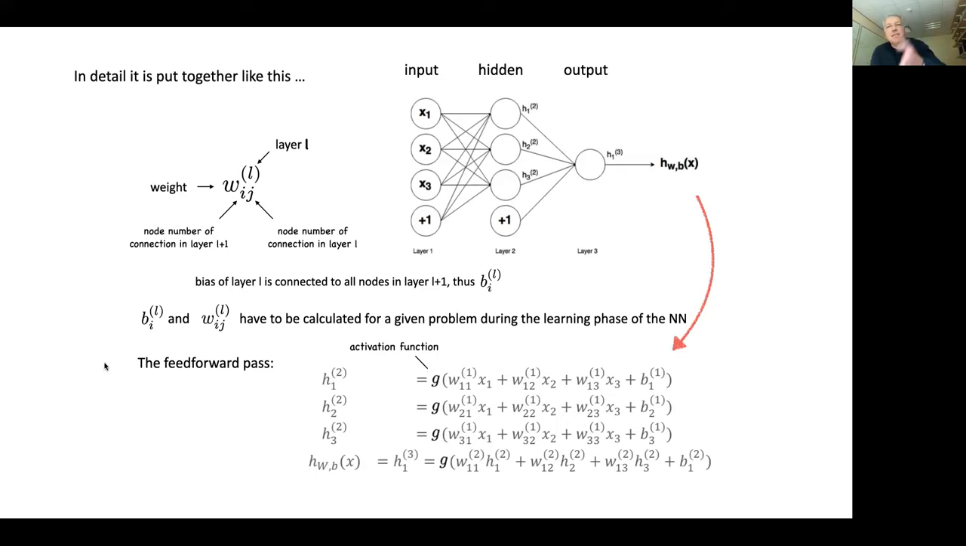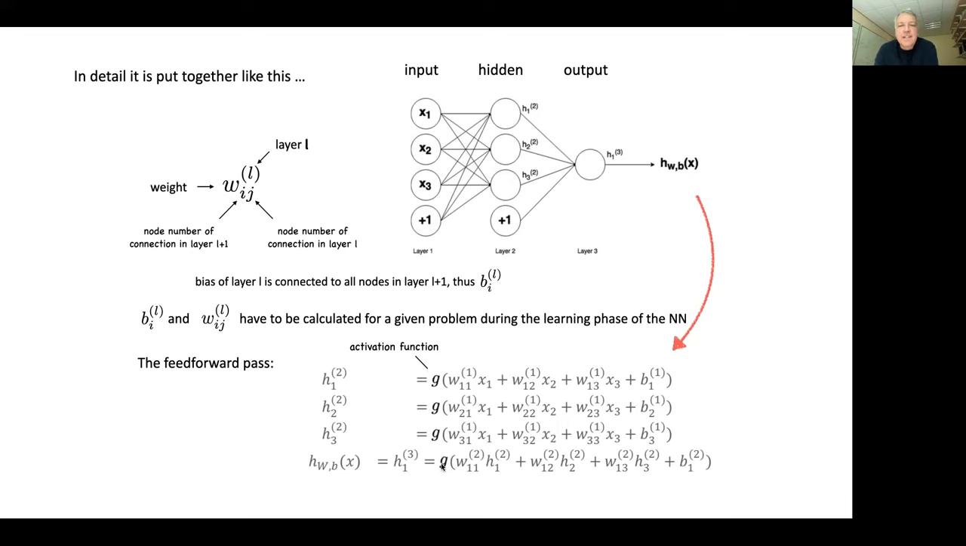This is describing the same thing in slightly more excruciating detail. Here I'm taking H1, the hidden layer one, which is given by the function G, the activation function as it's called, times that argument. Then H2 is given by that, H3 is given by that.